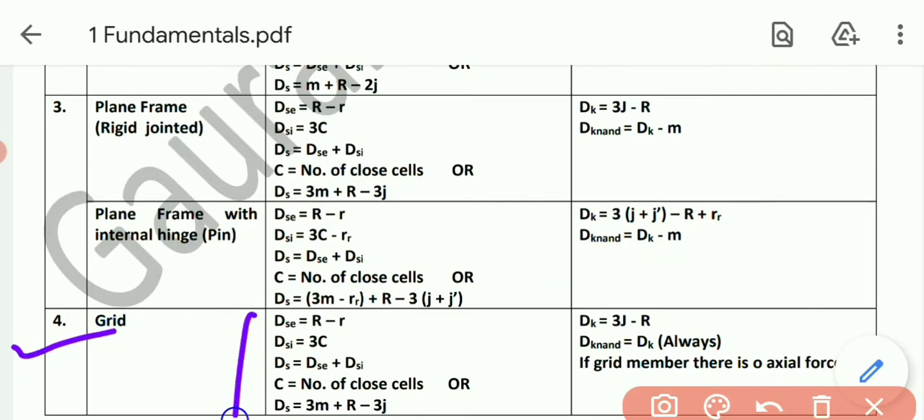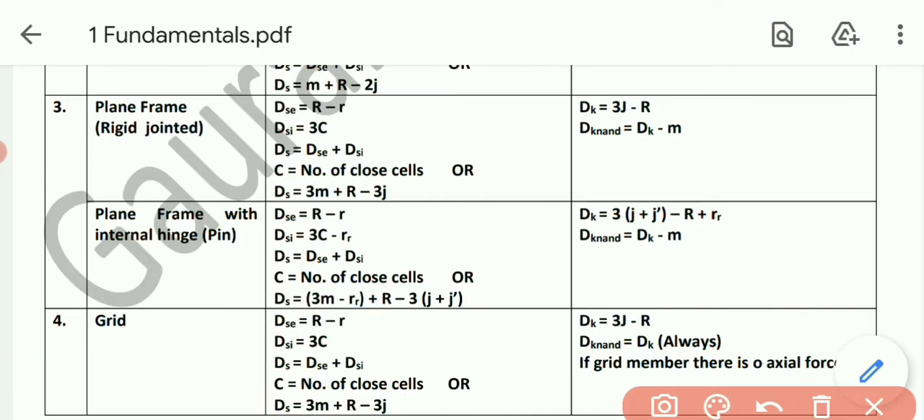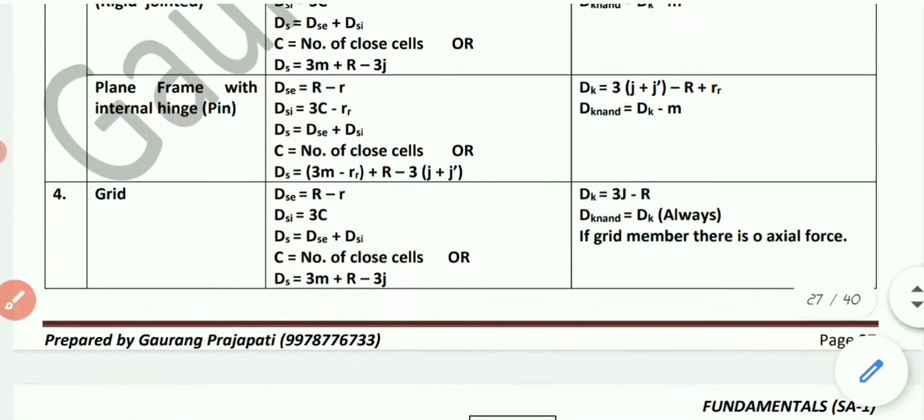The last one, the grid. For that the formula is ds equals capital R minus small r, dsi is 3 times c, and ds is dse plus dsi. C stands for the number of cells, or alternatively we can use the formula 3m plus capital R minus 3j. While in case of KI we use dk equals 3j minus r, and dk naught equals dk always, if the grid member has axial force.